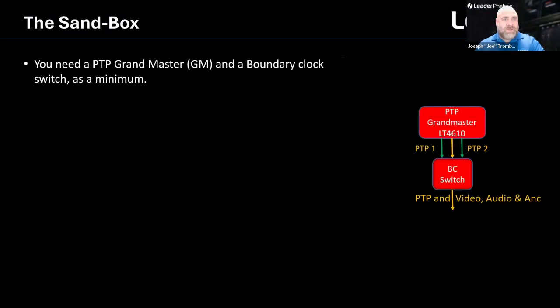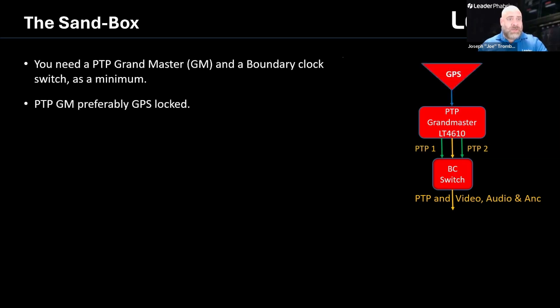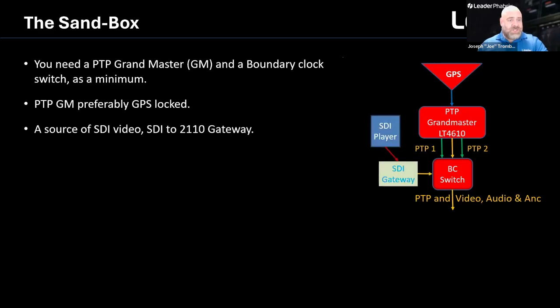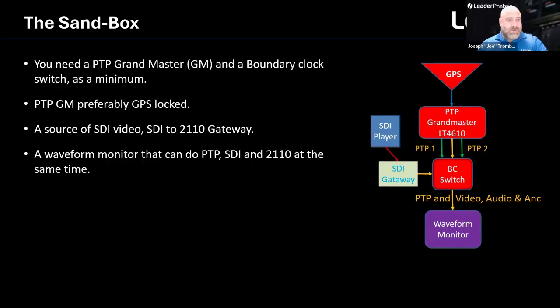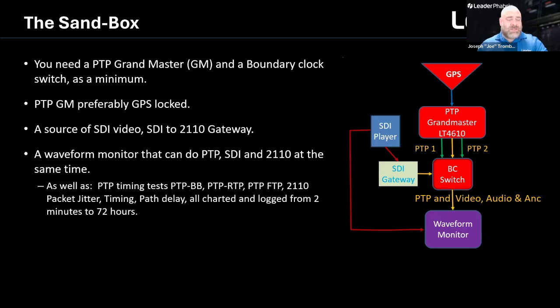So let's dive into the sandbox a little bit more. So here's how to make a sandbox more concrete. At a minimum, you need a PTP grandmaster, a boundary-clock-capable switch, then preferably PTP by GPS, some SDI source material with a gateway conversion, a measurement instrument that can observe PTP, SDI, and 2110 simultaneously, and a basic NMOS system.